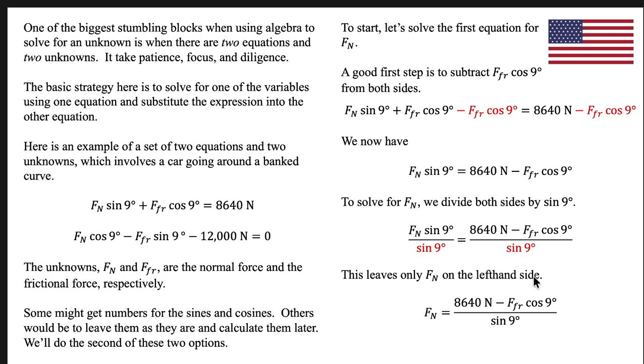And we're going to take this expression, 8640 newtons minus Fr cosine 9 divided by sine 9, and stick it in right here to the second equation. You might have to go back and forth. Might have to play this one a few times just to keep track of all the stuff that's going on.